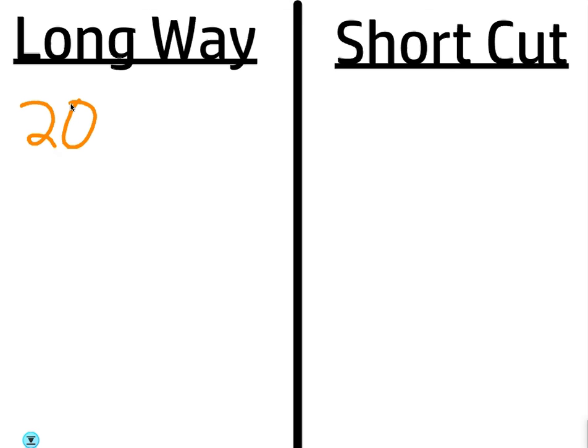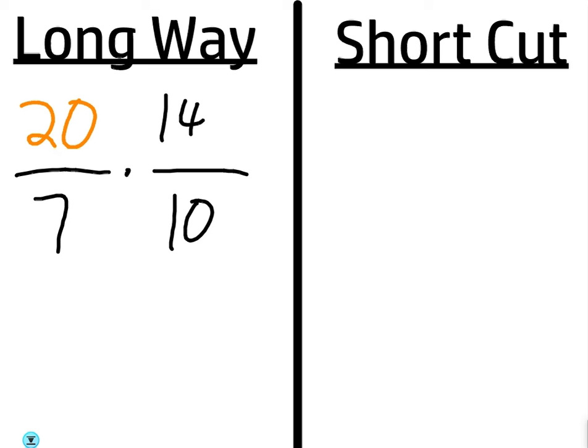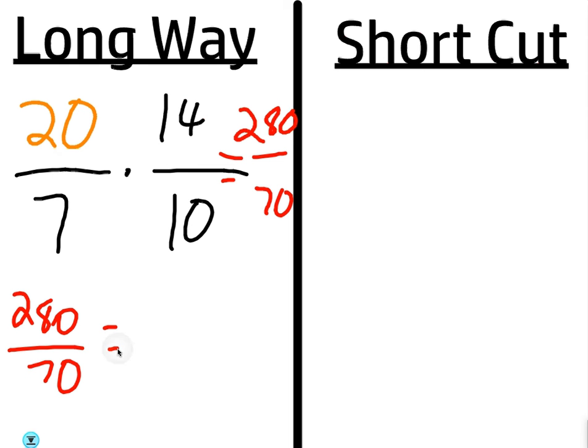Let's do 20 over 7 times 14 over 10. Now the long way, you got to multiply straight across. 20 times 14 is 280, right? Yeah. And 7 times 10 is 70. So we get 280 over 70. This one's not too bad. That gives you 4, right?